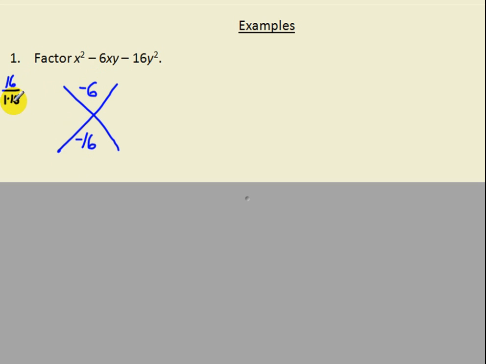So 1 times 16 will give us 16, but they have a difference of 15. 2 times 8 will give us 16. Aha! Those have a difference of 6, so that works. And then we remember the larger of these two numbers has to match the sign of b, so the 8 is negative. So when you take 2 times negative 8, you'll get negative 16. 2 plus negative 8 is negative 6. So we end up with x plus, and now instead of just 2, it's actually 2y, and then x minus 8y.